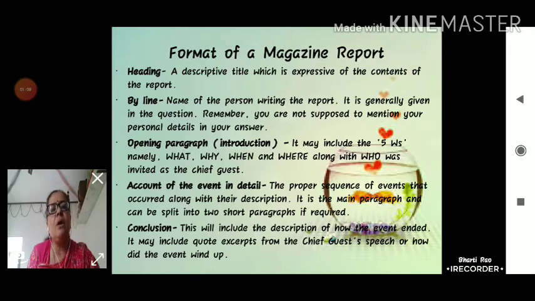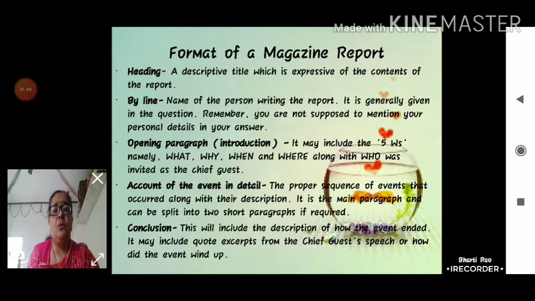आप report किसके बारे में लिख रहे हैं? You are going to write the heading about it. Then you have the byline. Byline means you have to name the person who is writing the report. Usually, it is given in the question during your exams. Remember, again I am telling you, in speech, article, wherever you are writing, you don't have to write any of your personal details. Same way, you don't have to write any personal details in your report writing too. Only write your name.